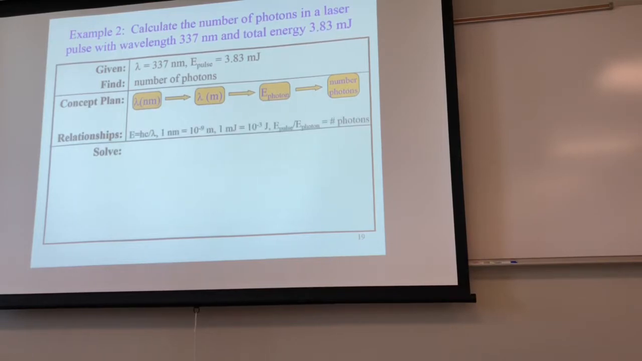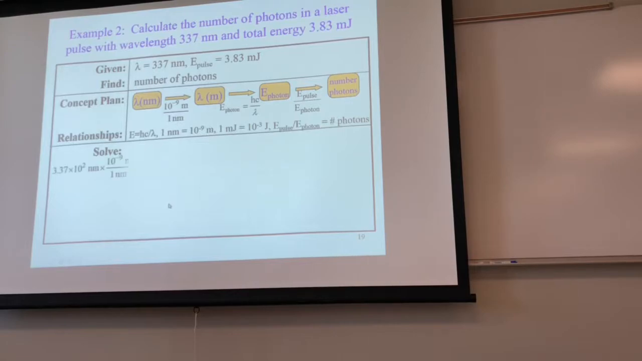Okay? So these are the things that you're going to need to know. We need to know the equation between energy and wavelength. We need to know what a nano is. We need to know what a milli is. And we need to know the logic we're going to use: the total energy of the whole pulse divided by the energy in one photon to get the number of photons. Okay? So those are the conversions that we're going to need to do the math.